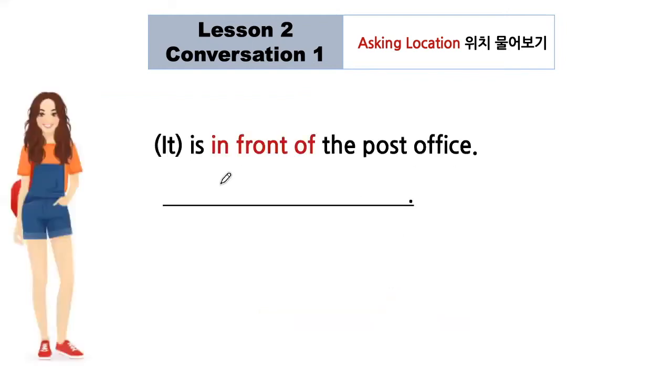And now it is in front of the post office. It is 우체국 앞에 있어요. Once again, we delete the subject part and then go back to the sentence ending. And then 우체국 앞에 adverb marker 있어요.